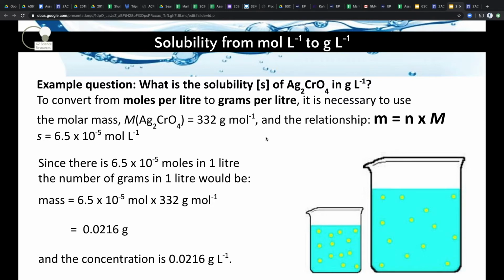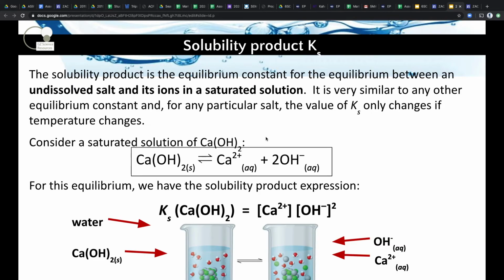Okay. So the limited solubility converts to 0.0216 grams per liter. Cool? So very little. This makes sense. If you get a really large number, that's a way of checking your work. You know, you did something silly there.